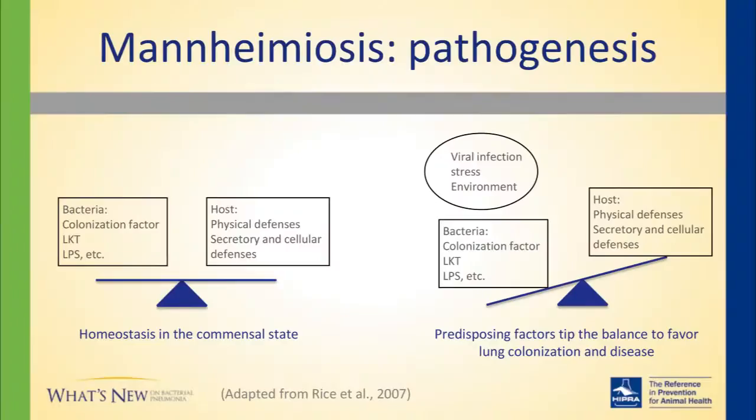So in summary, bovine respiratory disease results from a complex interaction between the host, the bacterium, and the environment, with the predisposing factors that will tip the balance to favor lung consolidation and the disease instead of the homeostatic state.